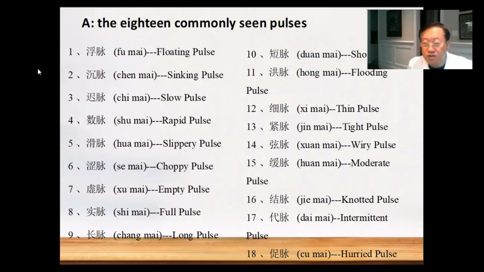Changmai, long pulse. Duanmai, short pulse. Hongmai, flooding pulse. Ximai, thin pulse. Jinmai, tight pulse. Xuanmai, wiry pulse. Huanmai, moderate pulse. Jiemai, knotted pulse. Daimai, intermittent pulse. Cumai, hurried pulse.